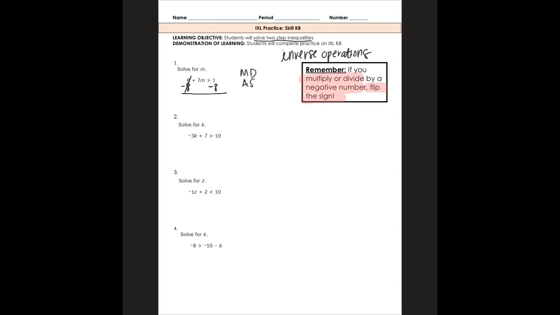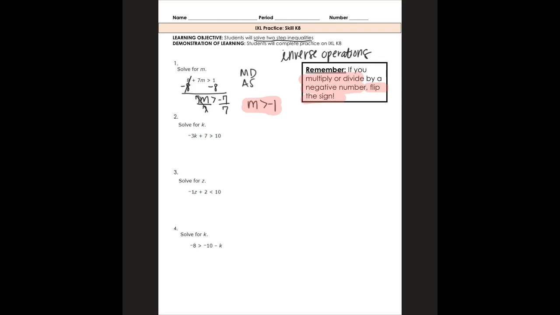The 8's cancel out. I get 7m is greater than 1 minus 8, which is negative 7. Now I am still trying to solve for m, so I do the opposite of multiply by 7, which is divide by 7. That gives me m is greater than negative 1, since negative 7 divided by 7 is negative 1. And this will be my final answer.